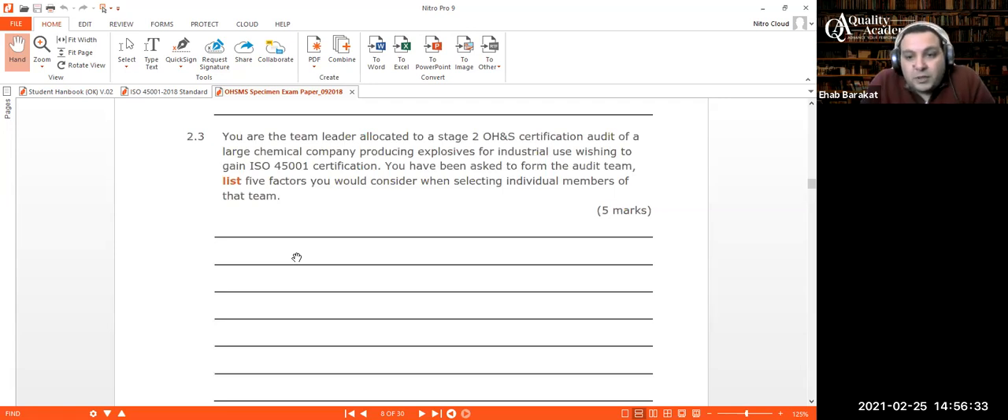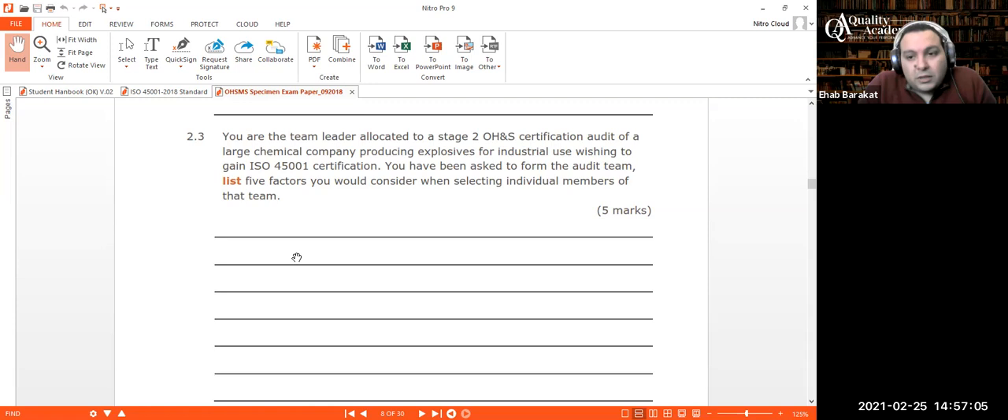2.3, you are the team leader allocated to a stage 2 audit in a large chemical company producing explosives for industrial use, wishing to gain ISO certification for ISO 45001. You have been asked to form the audit team. List the 5 factors for selecting the team.